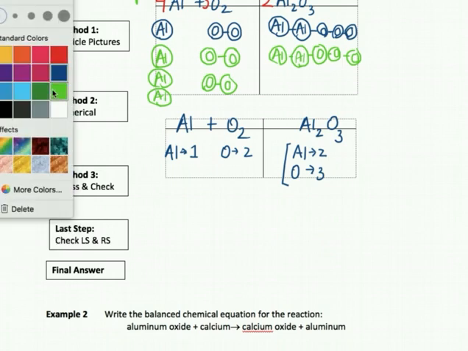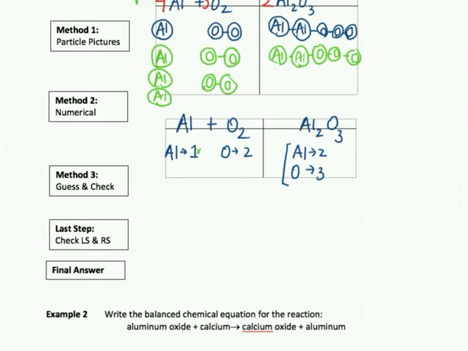Change the pen color here. Okay, so we have 2 aluminums and 1 aluminum. So this is the numerical method. You're just going to multiply out by a factor to make it the same. So I'm going to multiply this by 2. So now the aluminums are balanced. So we're like, okay, this is good.